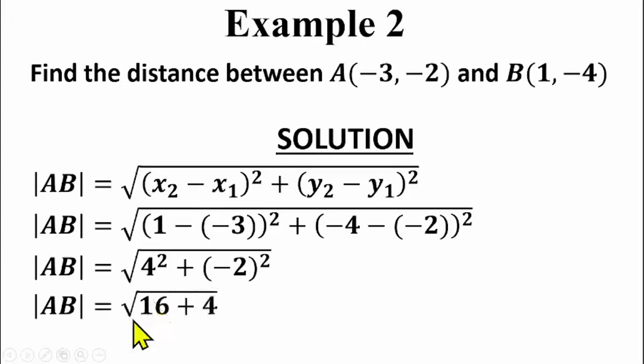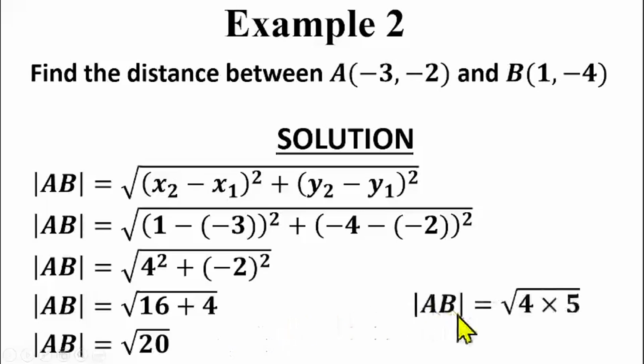So from there, if you simplify that further, 4 squared will give us 16, plus minus 2 squared will give us 4. So we have 16 plus 4, that gives us 20. So you have square root of 20. And if you understand surds very well, you can simplify this surd further. If you simplify that, that will give us square root of 4 times 5. And square root of 4 is 2. So that will give us 2 root 5 units.